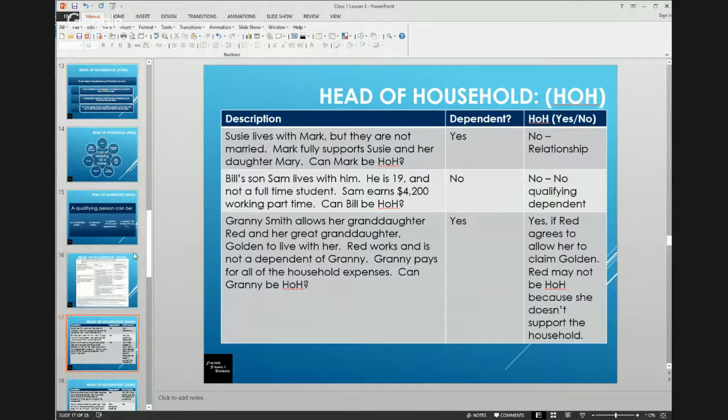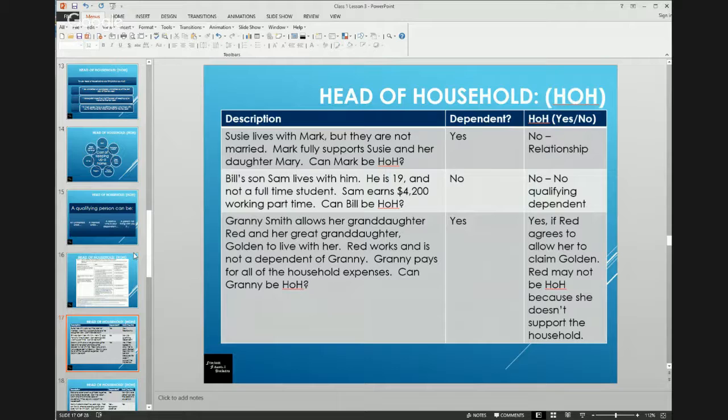Granny Smith allows her daughter Red and her great-granddaughter Golden to live with her. Red works and is not a dependent of Granny. Granny pays for all of the household expenses. Can Granny be head of household? The answer here would be yes, and that's if Red agrees to allow her to claim Golden.